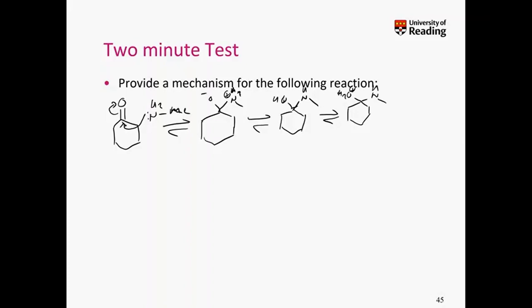Now the temptation might be to go straight from here to here. I mean, that doesn't necessarily show that you understand that these things are in equilibrium, so it's much better to show that. First of all you show the proton transfer, then you show the protonation because you're adding an extra proton in there. Okay, but once we get to this point, our lone pair of electrons here can reform the carbon-nitrogen double bond and our water can leave. So what we end up with is our NH plus.